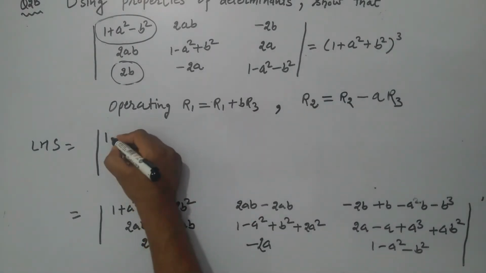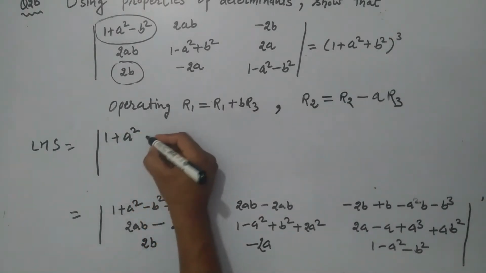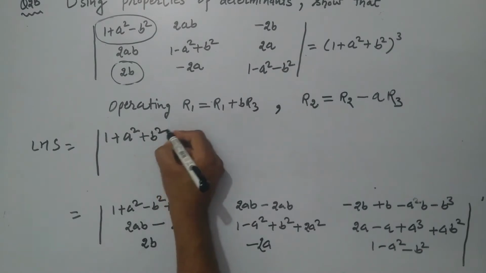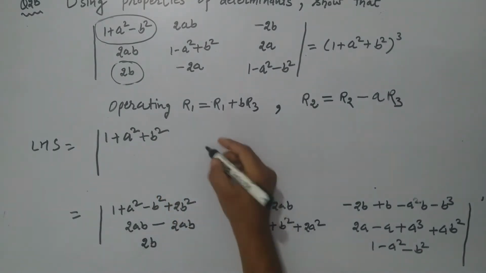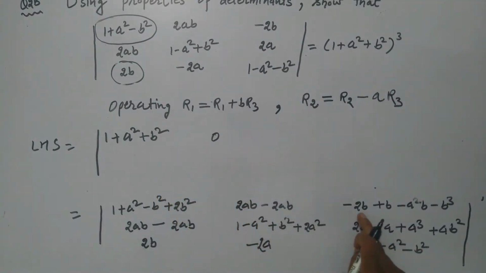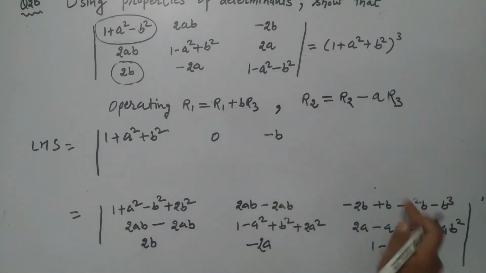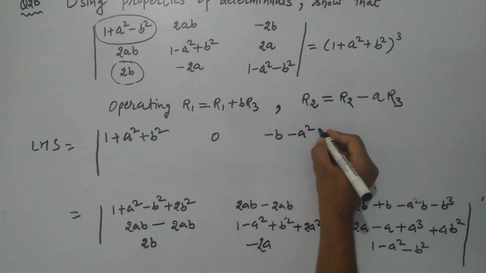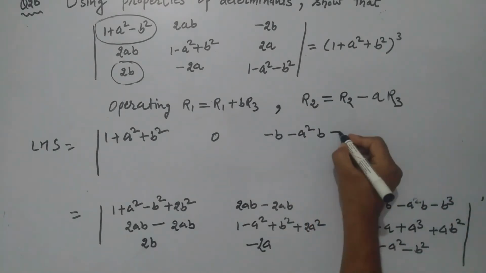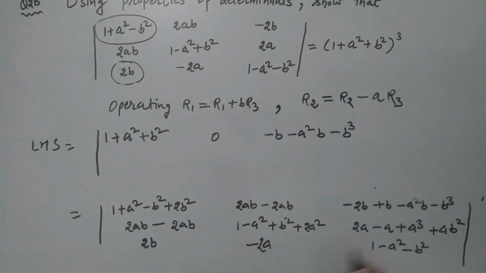This becomes 1 plus a square plus b square. 2ab minus 2ab becomes 0. Minus 2b plus b becomes minus b. Next is minus a square b minus b cube, right? Next step 2ab minus 2ab, this is 0.